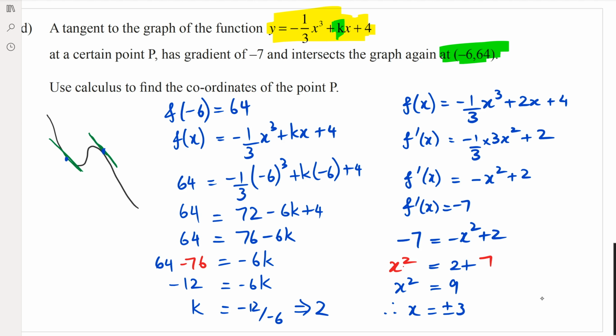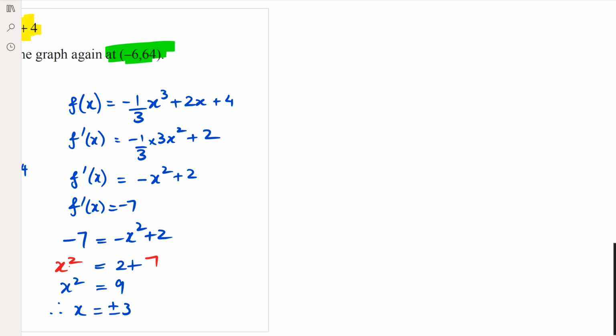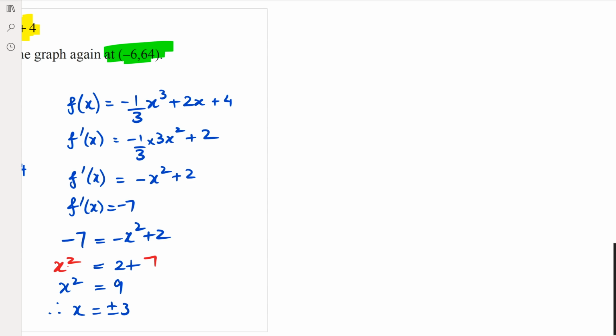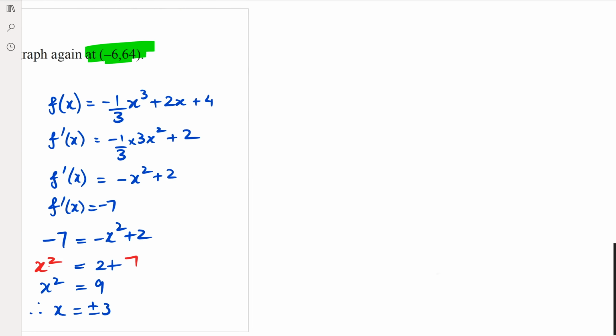So once I've got x is equal to plus or minus 3, my next step is to actually work out what those y values are, the respective y values. You know how I said that there's actually going to be 2 points where the gradient is going to be negative 7? So what we've just discovered is one of the values is negative 3 and the other value is positive 3. So we need to get the two y values for it, and that's what we're going to do right now.